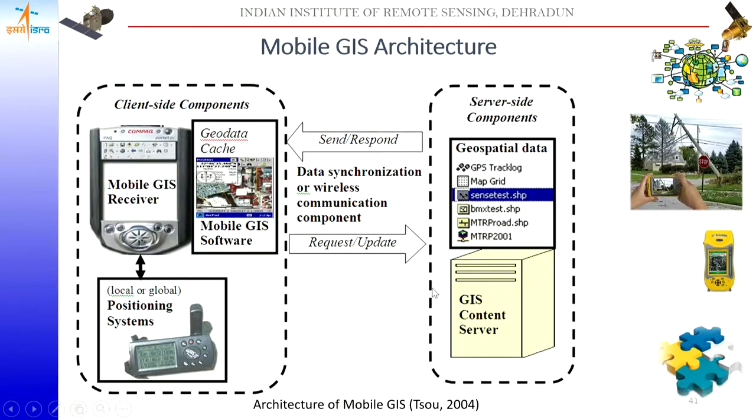The typical architecture of a mobile-based GIS looks something like this. On the client side, we have a mobile GIS device. This could be a smartphone or a PDA, wherein the local data or the mobile GIS-based software, in the form of a mobile-based app, could be stored. And we also have a positioning system, which could be internal or external.